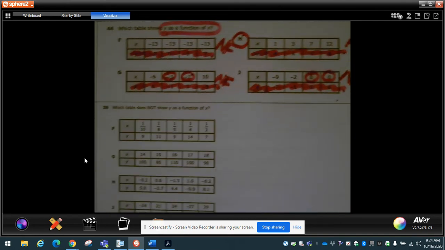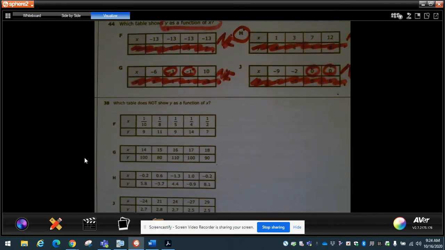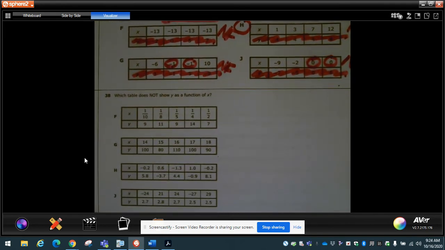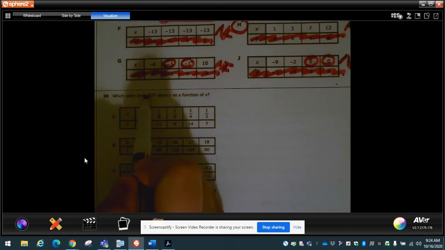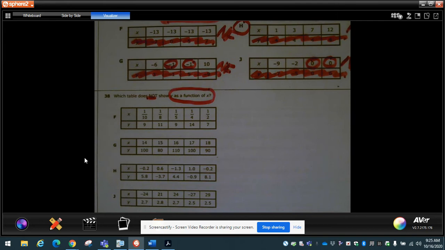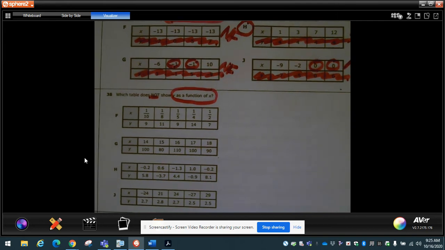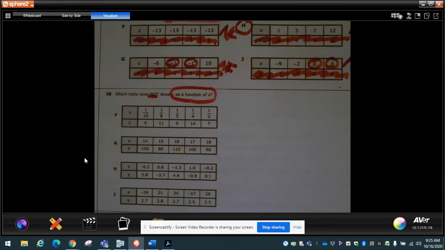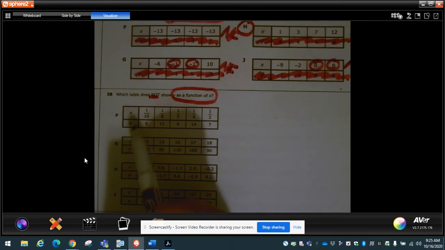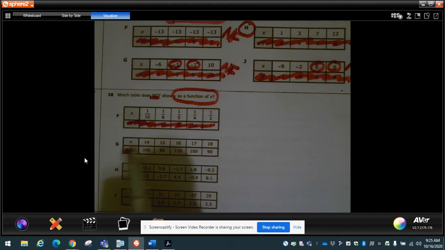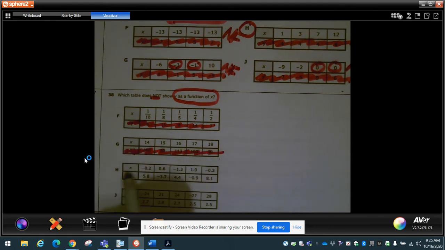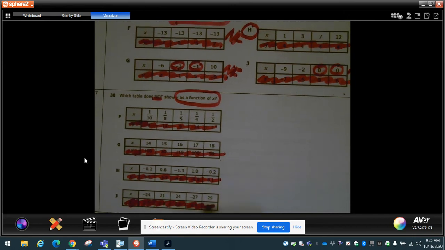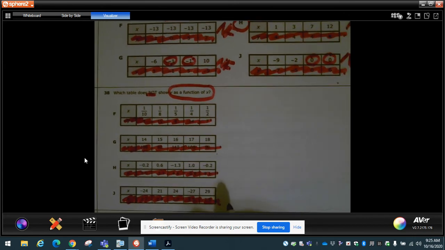Now let's go ahead and go to the next problem, number 38. It says, which table does not show y as a function of x? So basically, they want to know which one is not a function. Okay, so let's begin by getting rid of the y's. Remember, when they ask about functions or non-functions, we're going to be ignoring the y's. And we're really just going to be looking at the x's.